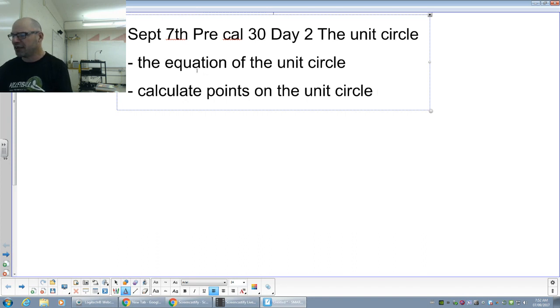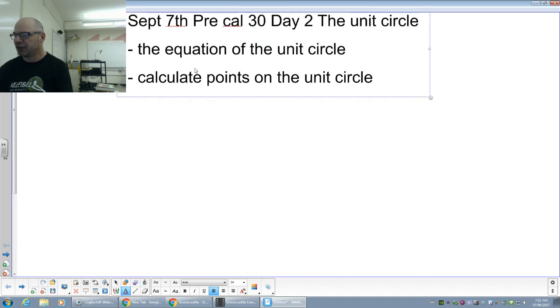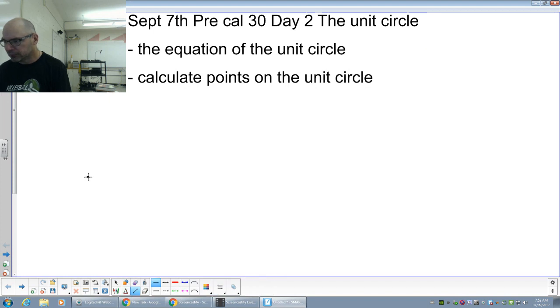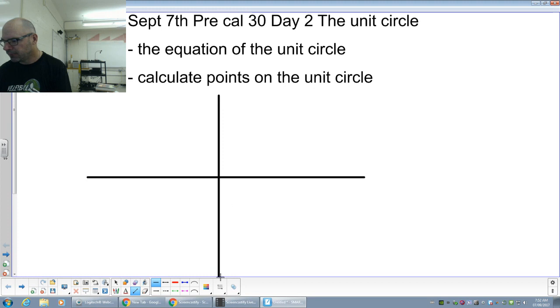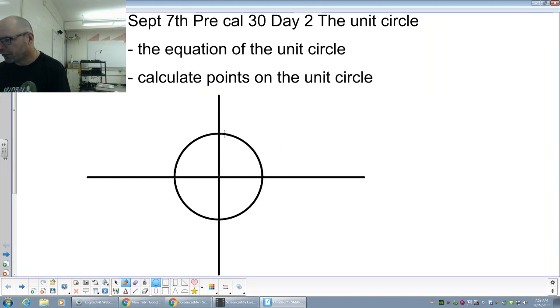Okay, so the equation of the unit circle. If we take the origin, I'm going to draw the origin here of the Cartesian plane. So we'll put it here. And if we pop a circle in there that has a center at 0, 0, so go at the origin here and make a circle like this.